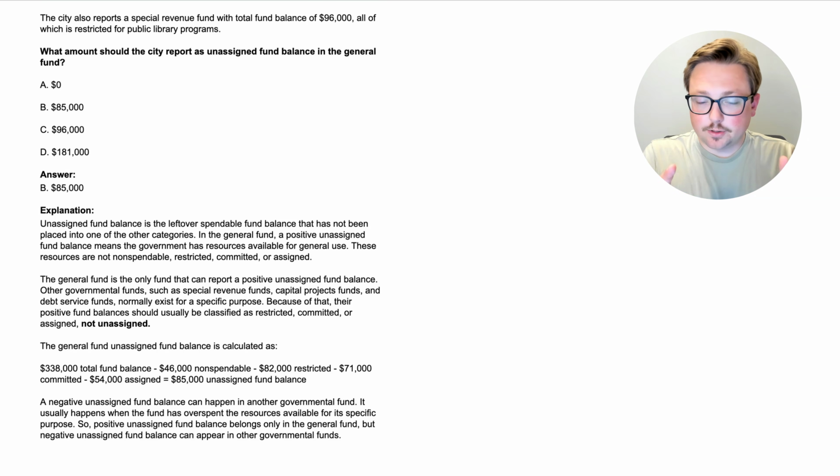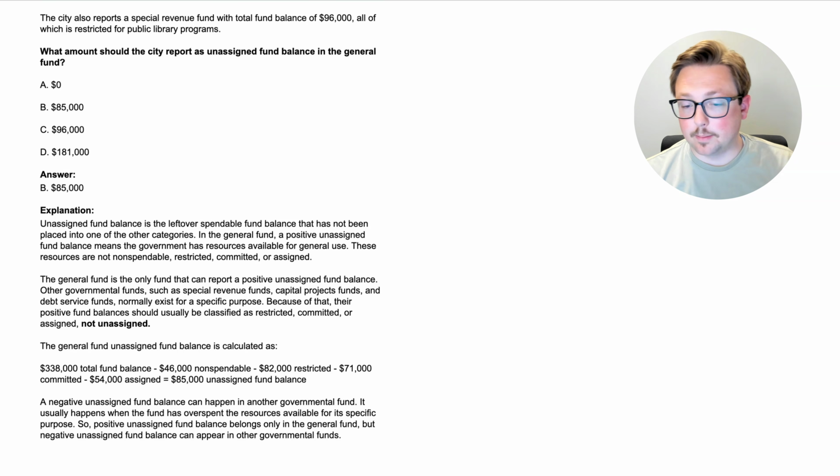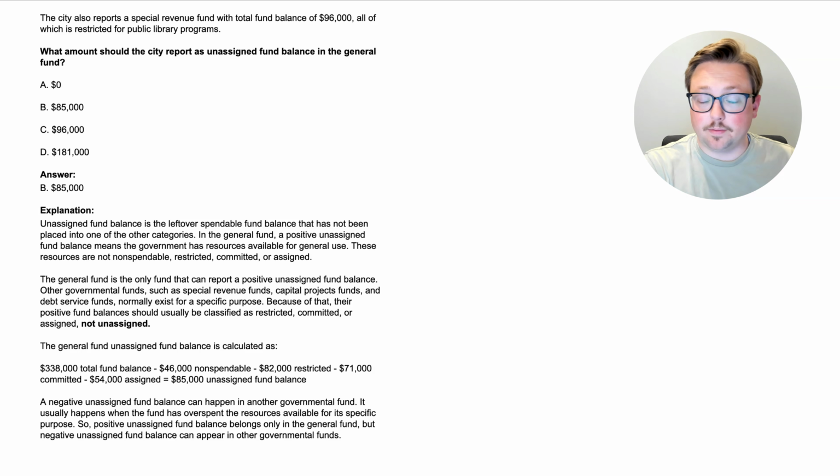So again, just to make sure that's clear, the general fund can have a positive unassigned amount because that just means they have money there that's not assigned to anything yet, and it can be used for general use. But for other funds like special revenue, capital projects, or debt service funds, they rarely are going to have just money sitting around. They are built for a specific purpose, so there's really not ever going to be a positive unassigned amount in those kinds of funds because the whole point of them is to always have something assigned for a specific purpose. So they're not really ever going to have a positive unassigned balance.